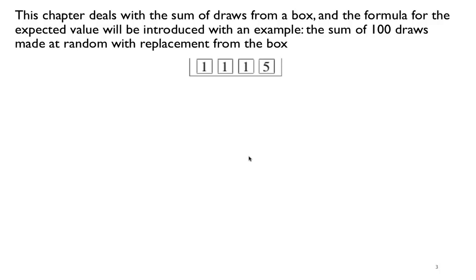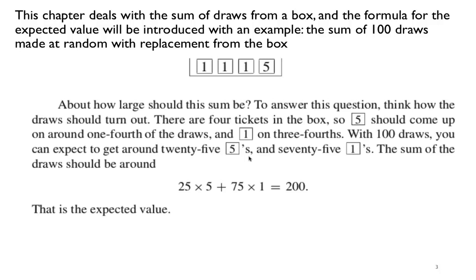Okay, so here's a sample problem. Suppose you have a box of the following numbers, 1, 1, 1, 5, and we want to pick out 100 tickets from this box with replacement. The question is how large should the sum be if I add up all of the tickets. If we pick out 100 tickets, we have a 75% chance of getting a 1 and a 25% chance of getting a 5. So if I take out 100 tickets, 25 of them should be 5s and 75 of them should be 1s. If I multiply 25 by 5 plus 75 times 1, you get 200. This is adding up all of those tickets. So 200 should be the expected value that we get from picking 100 tickets from this box.